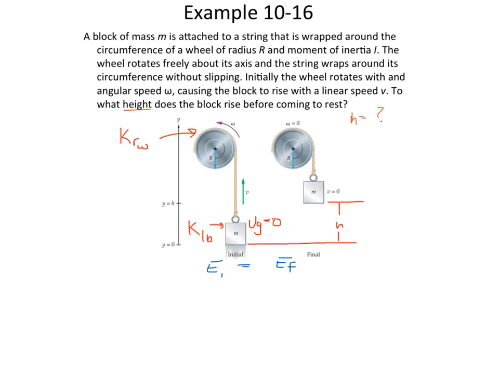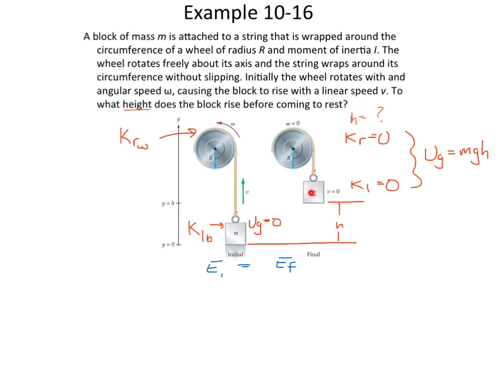But let's compare it now to the final condition of the system right here. The final condition of the system has no rotational kinetic energy, right? The wheel has stopped. It has no linear kinetic energy. The block has stopped, but it does have gravitational potential energy, and of course that is mgh, m being the mass of the block right there. So the energy that the rotating wheel and the moving block had all went into raising this block up to a certain height. We want to find out what that height is.